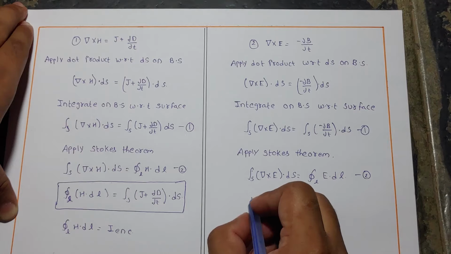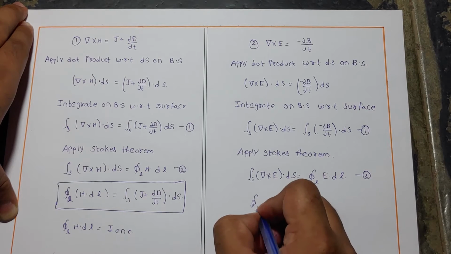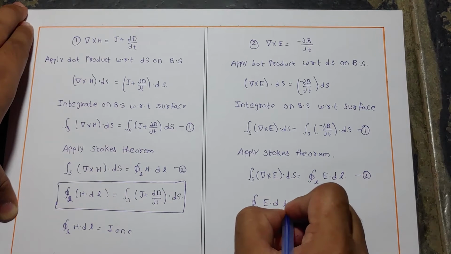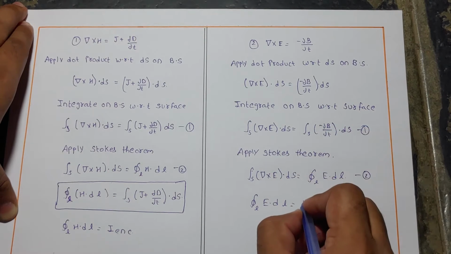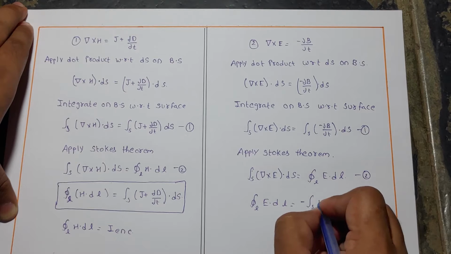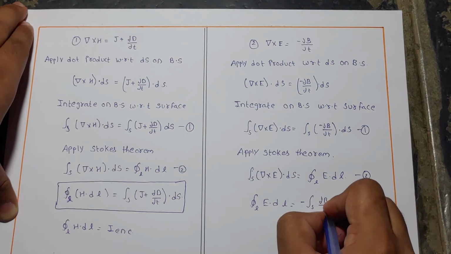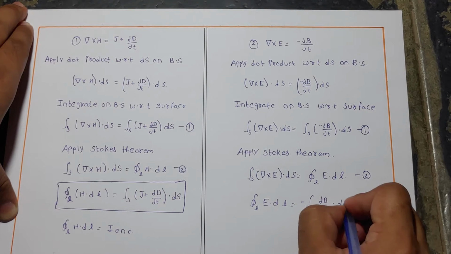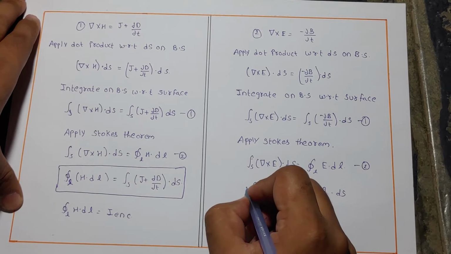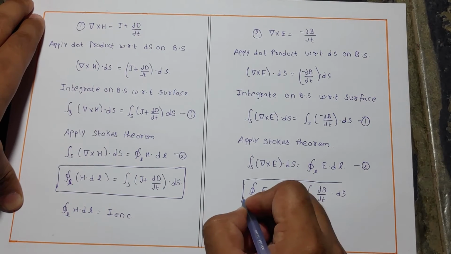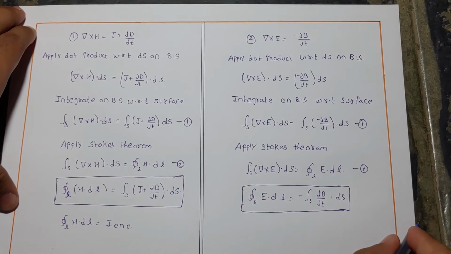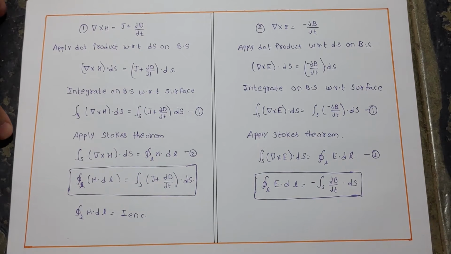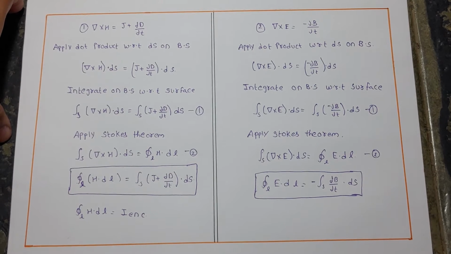Equate the equations, that is closed line integral of E dot dl is equal to, this minus would come out, that is minus surface integral of dou B by dou T times ds. This is the Maxwell's second equation in the integral form for the time varying field. Take a screenshot if needed. Let us solve for the next two Maxwell equations.